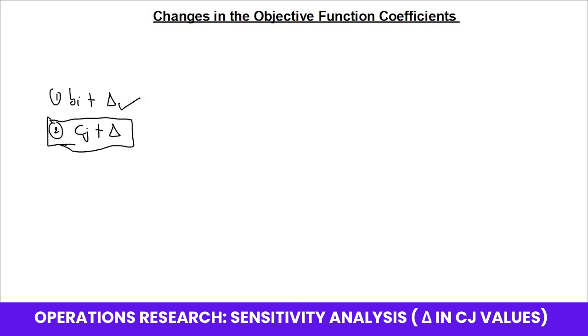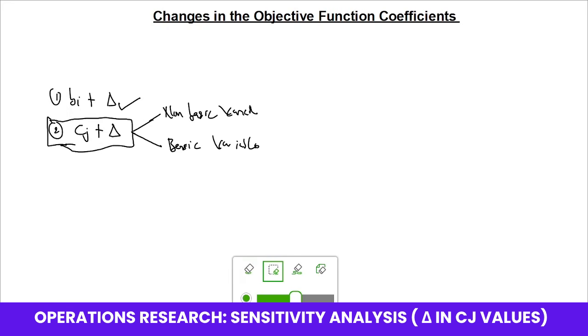So let's look at when this can be done in two ways. When the variable whose coefficient you are changing is a non-basic variable, and when the variable whose coefficient you are changing is a basic variable. So these are two cases under the changes in the objective function coefficient. We are going to see how, whenever there is a change in the coefficient, it affects the optimal solution.